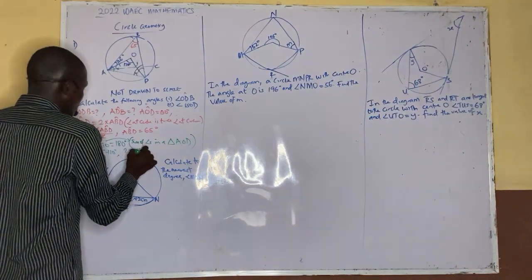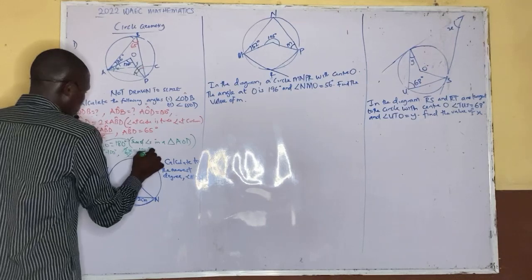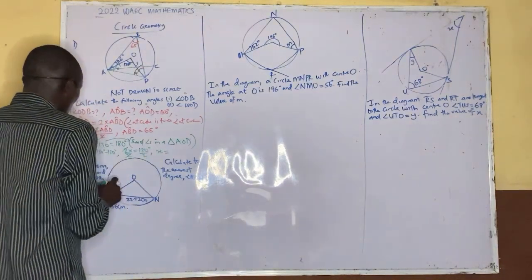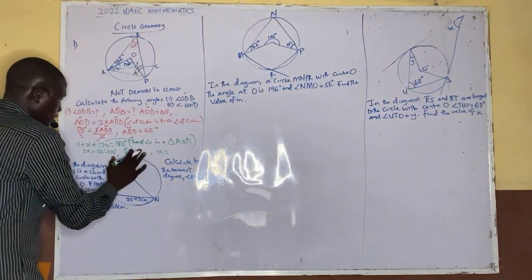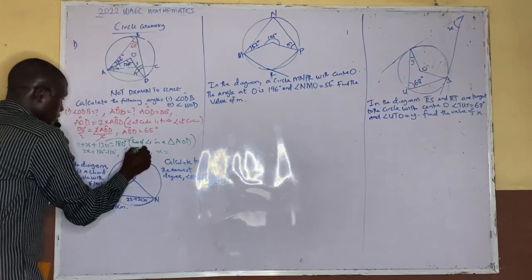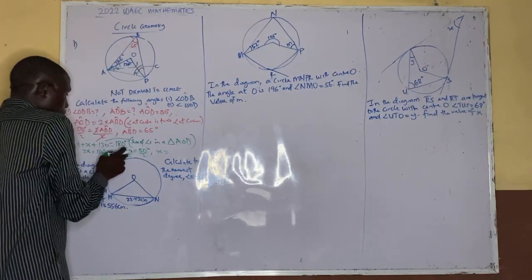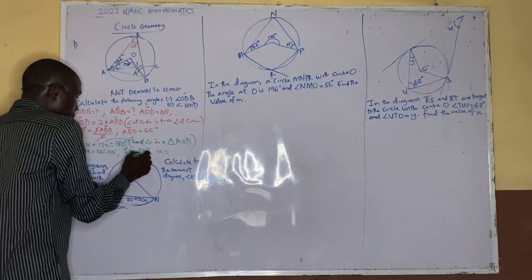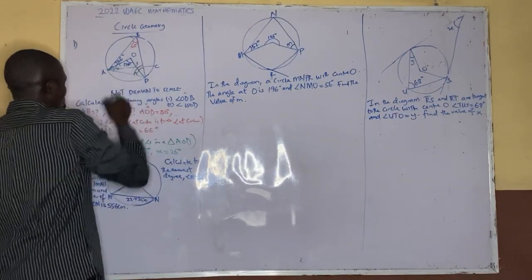2x is equal to 130 degrees divided by what? 2. So what's your x? Sorry, look at this. 180 minus 130 here will give you 50 degrees. So 2 divided by 2 cancels 2. Then 50 divided by 2 will give you what? 25 degrees. You know that this space is 25 degrees.